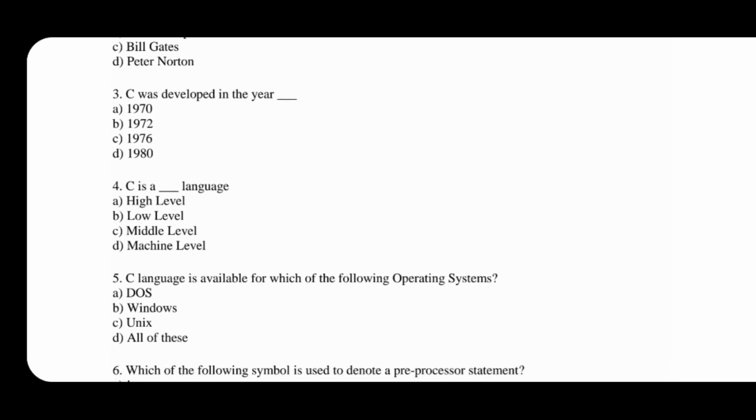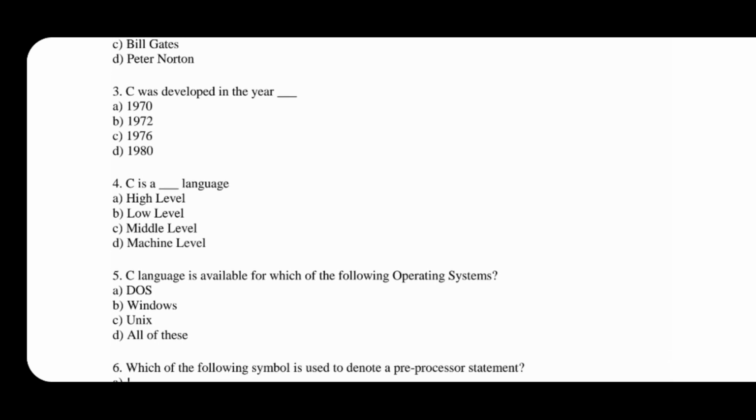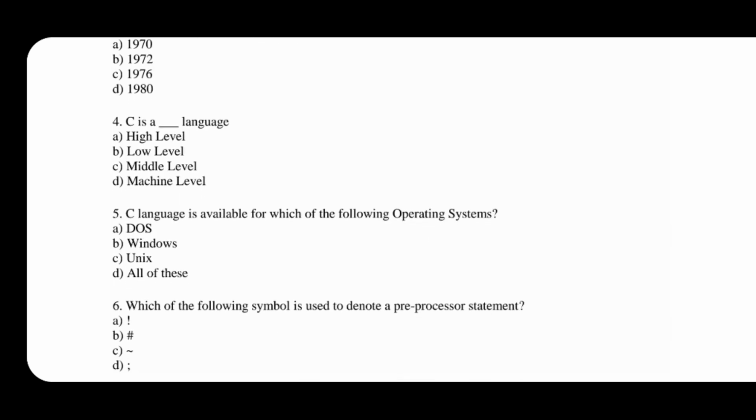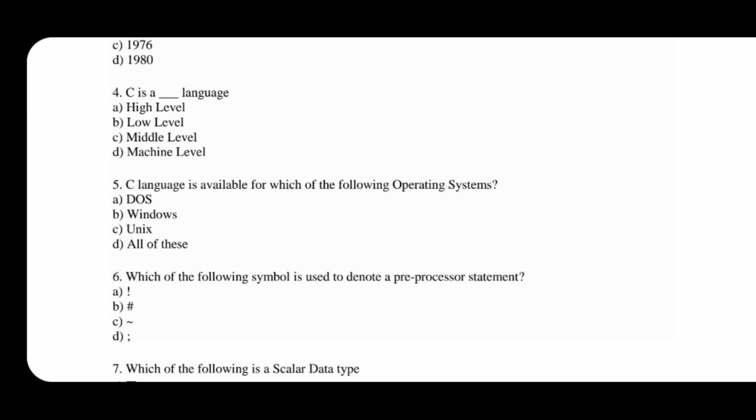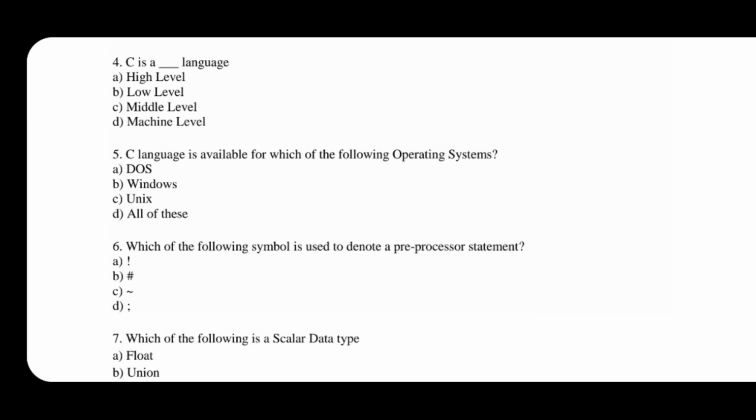Next, the C programming language was developed by Dennis Ritchie. Then third, C was developed in the year 1972. These are sure and short answers, there is no confusion if you read carefully. Then, C is a dash level of language. It's a middle level language.